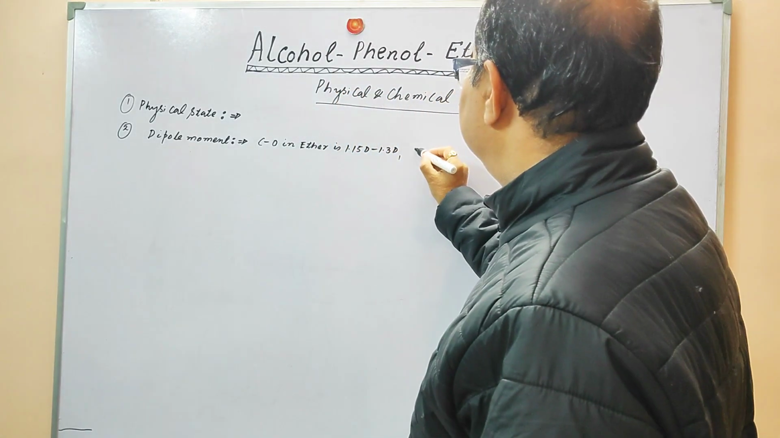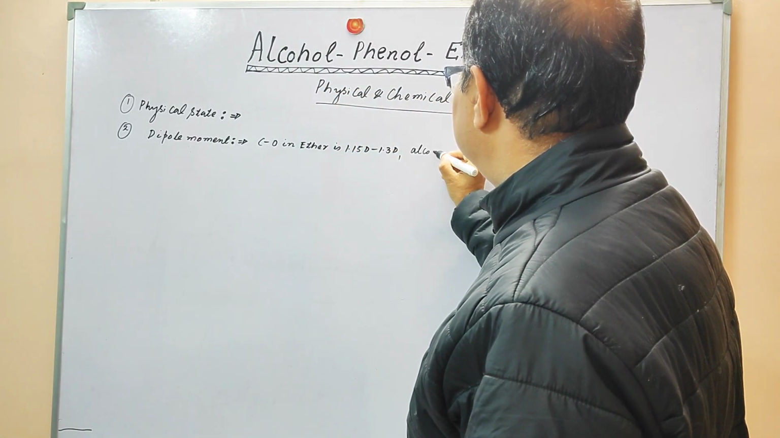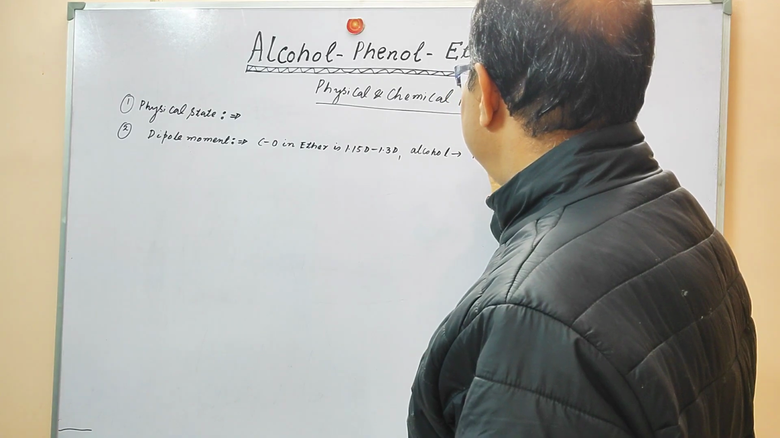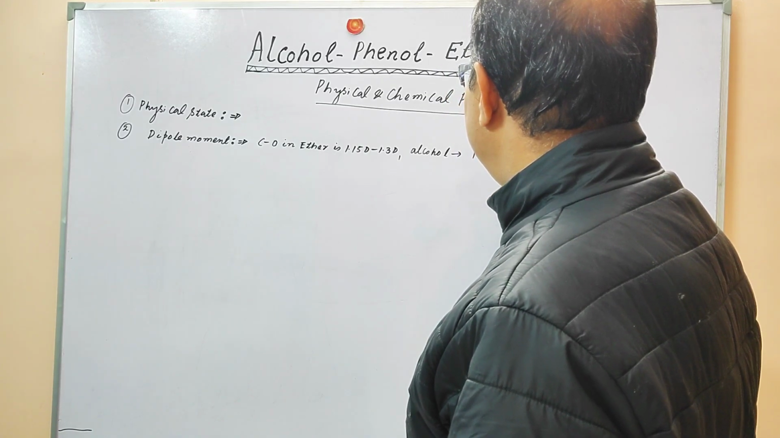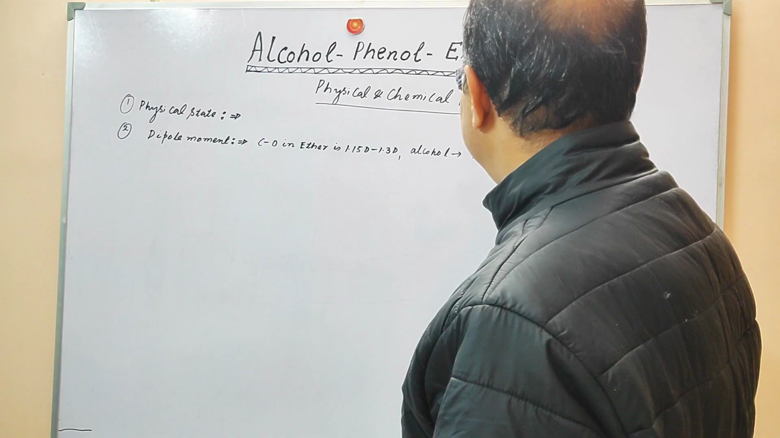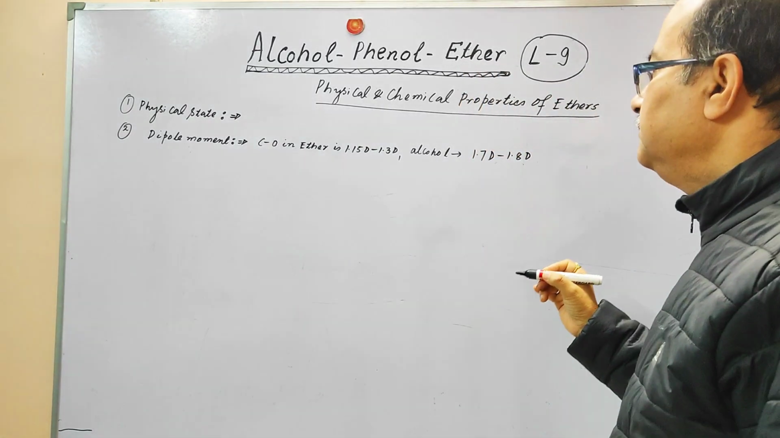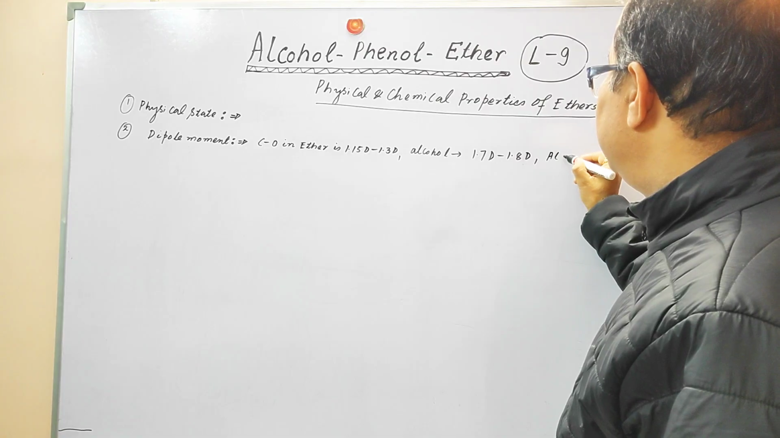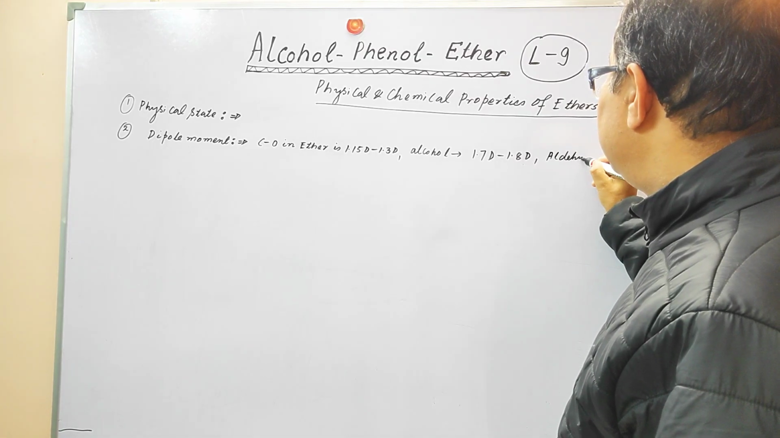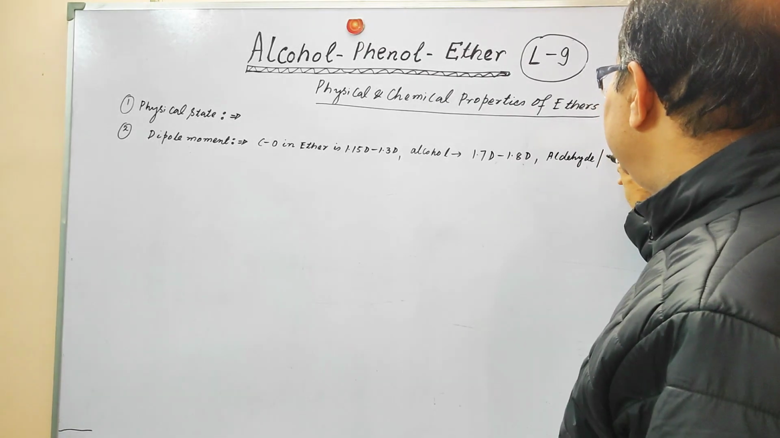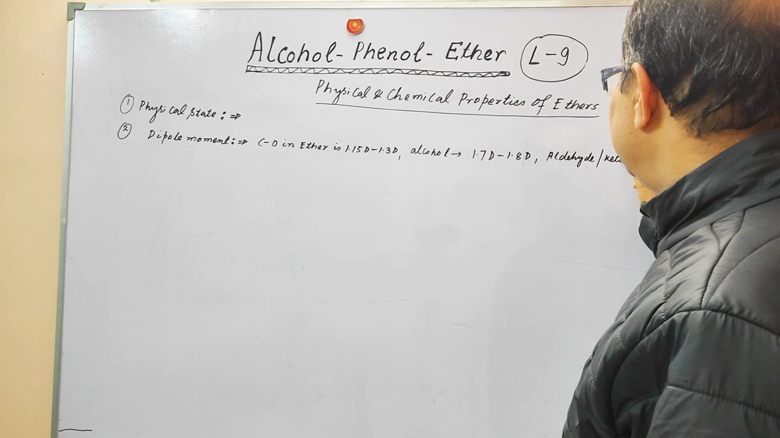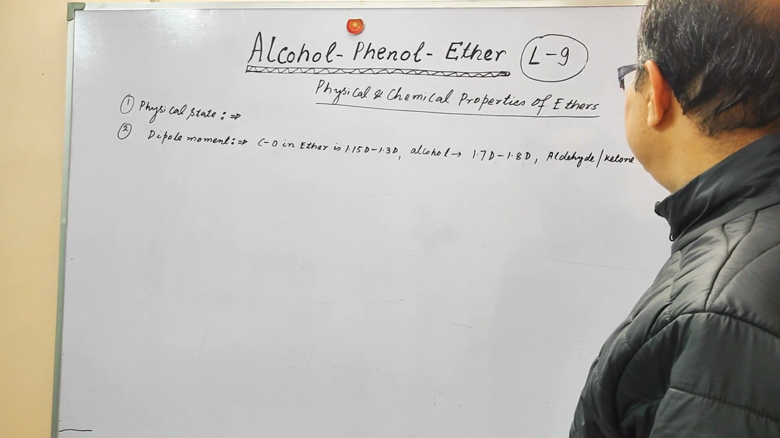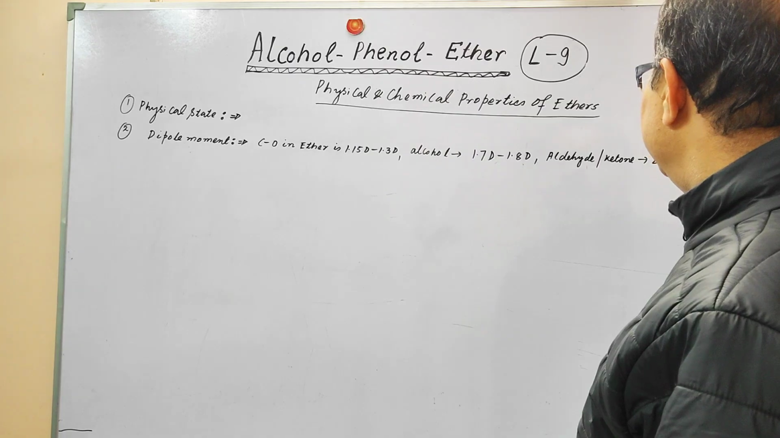In alcohol, it is 1.7 D to 1.8 D. And in aldehyde or ketone, it is around 2.3 to 2.8 D.